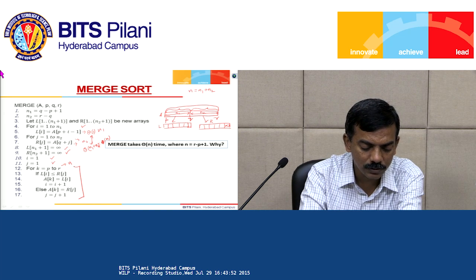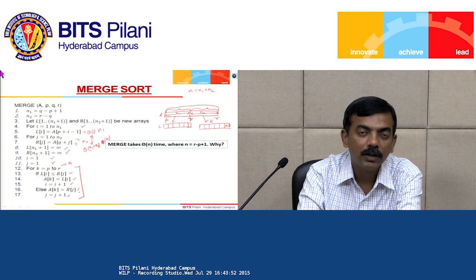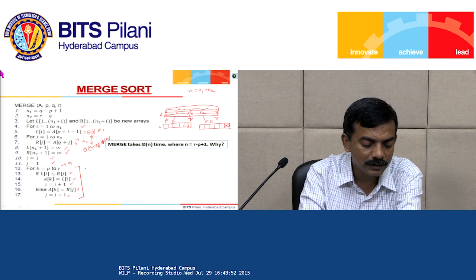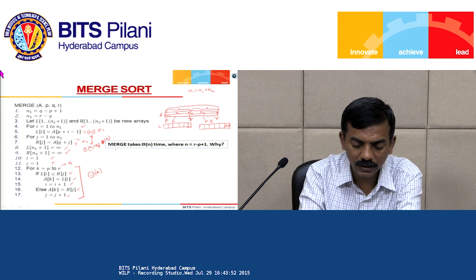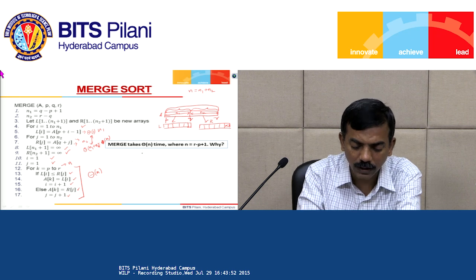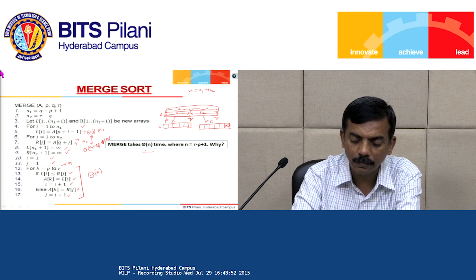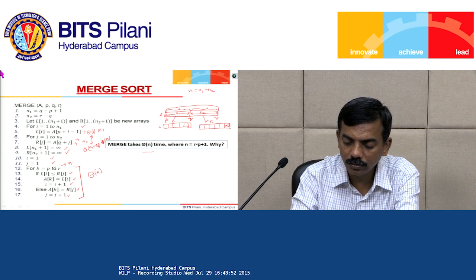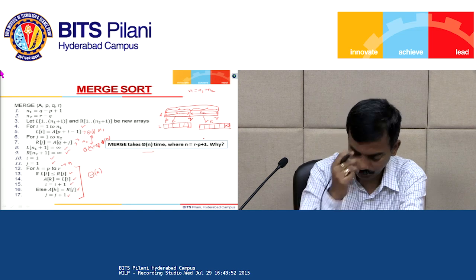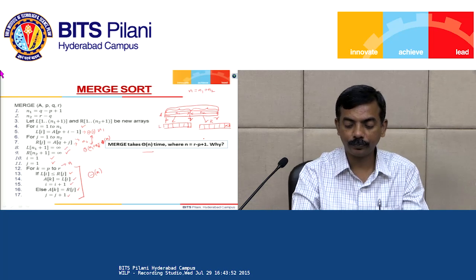So how many times will this loop run? N times. All of these operations are constant time operations. So what is the total time taken by this loop? Again, theta of n. So this merge operation altogether takes theta of n time, where n is equal to r minus p plus 1, or n1 plus n2, whichever way you want to say.